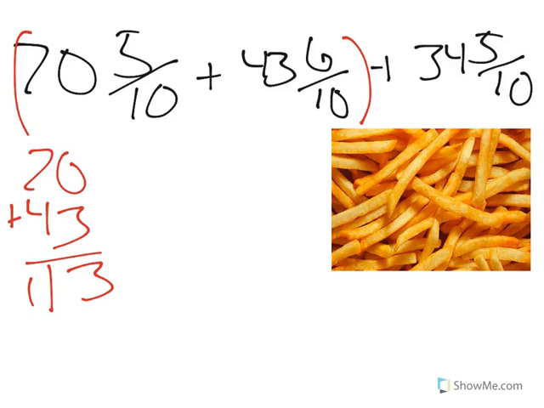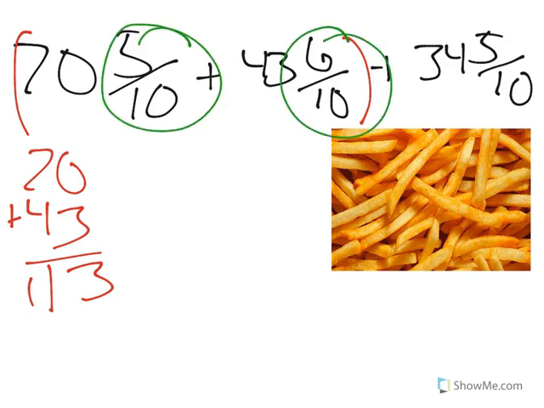So now I'm going to add these fractions. 5 tenths plus 6 tenths. I know I'm going to keep the denominator the same. So I'm going to put 10, and 5 plus 6 is 11. Now this is the kicker here.